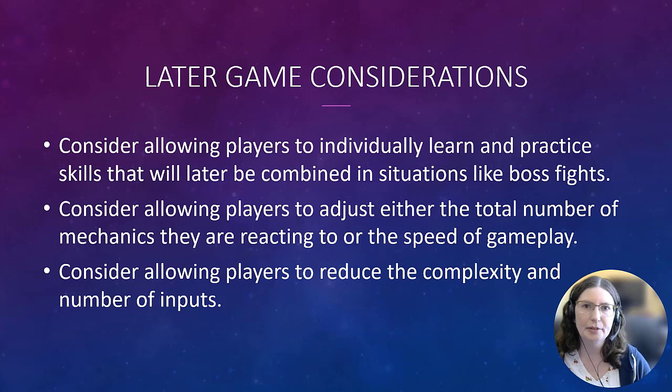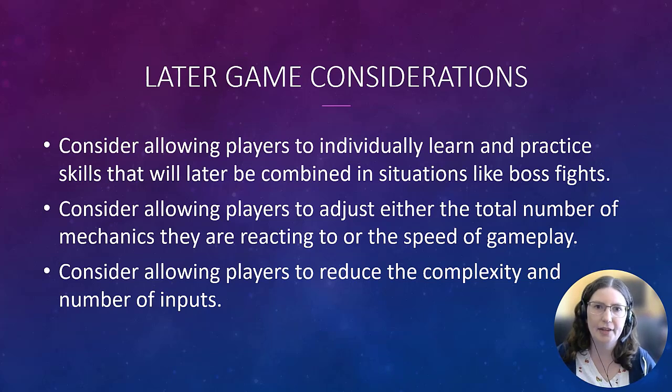We can consider allowing players to adjust either the total number of mechanics they're reacting to or the speed of gameplay. Thinking of endgame bosses in games, it's often possible to change how hard the boss hits you, but not the number of abilities the boss is using or the speed at which that gameplay reactions are happening. So I know players who've had to quit more challenging combat just because there's too many things that they have to react to too quickly and they can't keep up with that speed of having to make complex decisions.